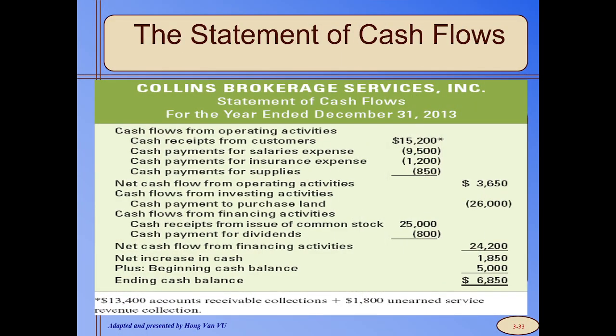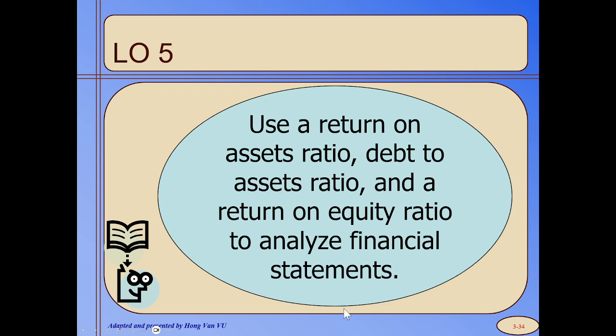For the statement of cash flows, you can see that there is cash flow from operating activities, cash flow from investing activities, and cash flow from financing activities. So here, if you look at the 13,400 account receivable collection plus 1,800 unearned service revenue collection, we have an amount of 15,200. And now we look at nearly the last one.